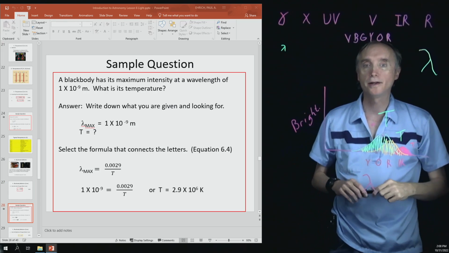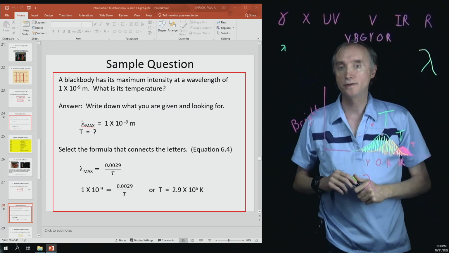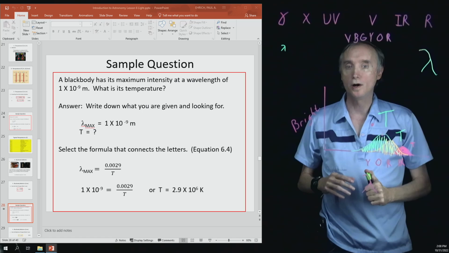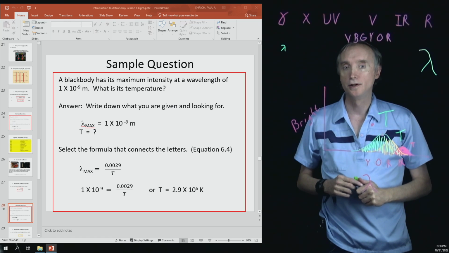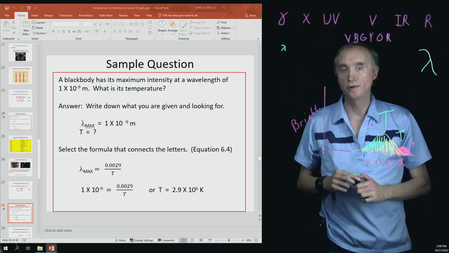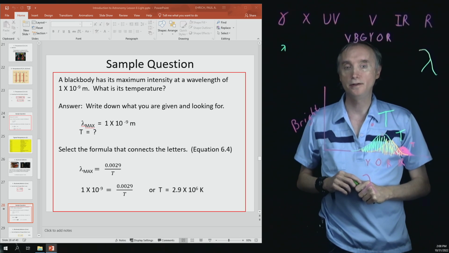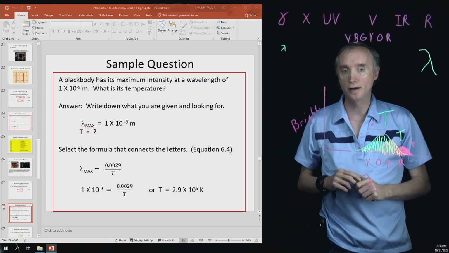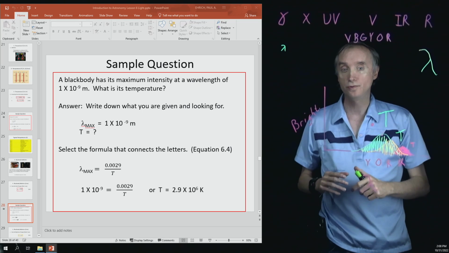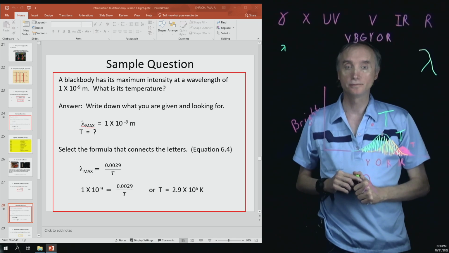Here, a black body has its maximum intensity at a wavelength of 1 times 10 to the negative 9th meters. What temperature does that correspond to? You write down what you're given, and you're looking for the T. You write down your formula: the maximum wavelength is 0.0029 divided by T. Plug in your numbers, solve for the letter T, and you end up with 2.9 times 10 to the 6th Kelvin. That's 2.9 million Kelvin. That is very, very hot.